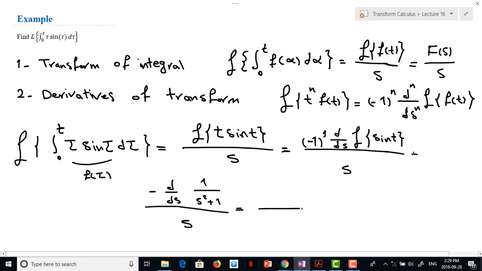It is equal to, with denominator s, the derivative of 1 over s squared plus 1, which is over (s squared plus 1) squared. We have the minus here, so I have to keep it. The derivative of the numerator times the denominator is 0, minus the derivative of the denominator, which is 2s, times the numerator. If I simplify it, we have 2s over s times (s squared plus 1) squared.